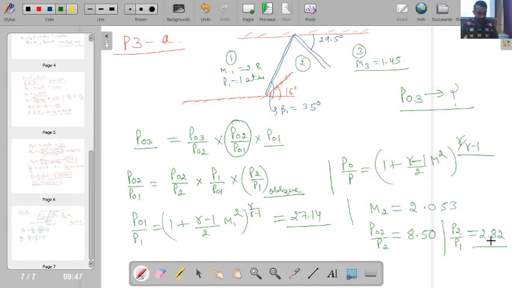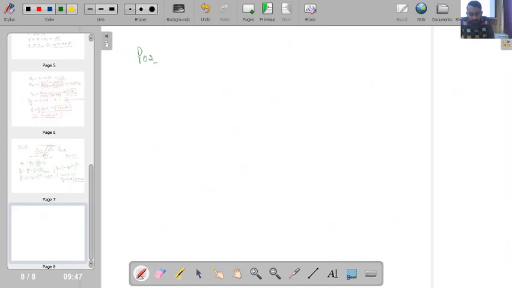So we have already calculated this. So from here I can now calculate the value of P naught 2 by P naught 1, because P naught 2 by P2 I have calculated, and P2 by P1 I have calculated. So if I calculate the value of P naught 2 by P naught 1, that comes out to be nothing but 0.8832. Is this point clear?